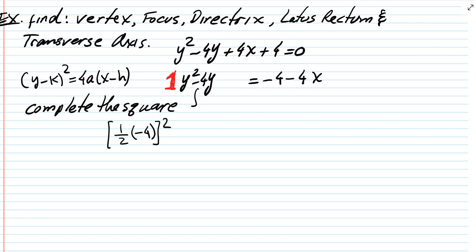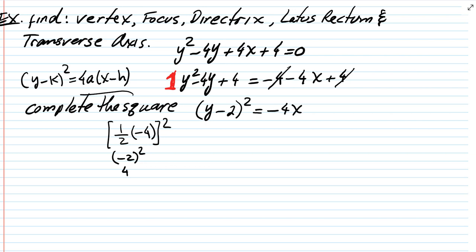So half of negative 4 is negative 2, you square it, it becomes 4. So I'm going to add 4 on the left, and I'm going to add 4 on the right side. Now the 4 on the right and negative 4, that comes in handy, they add to 0. On the left, I can write it as a square of a binomial, y minus 2 squared. And on the right, I just have negative 4x. And that looks precisely like the directrix form that we're looking for.